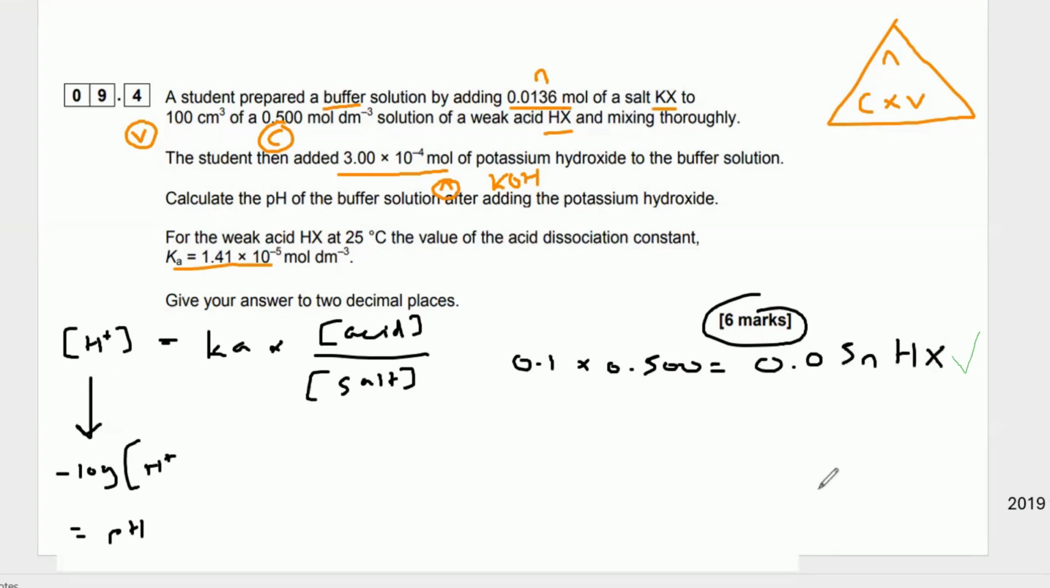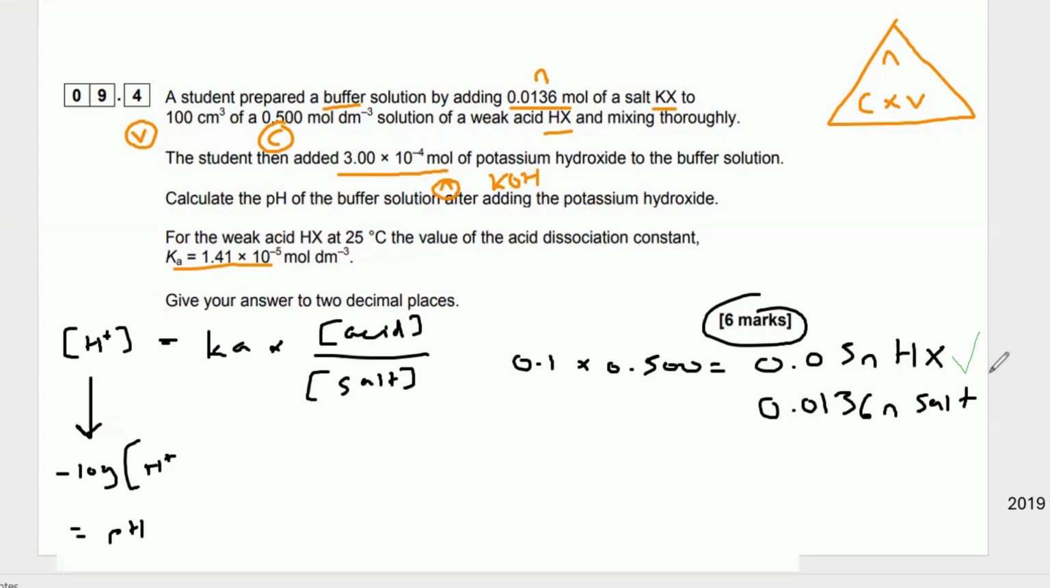Now I do know that I also have 0.0136 moles of my salt. Okay, so that's great. I almost feel like, yeah, I can get ready, but we've got a little problem. We've added some potassium hydroxide into the situation. So what I need to do with the potassium hydroxide is think about the base. What does it react with? How does the situation work out?